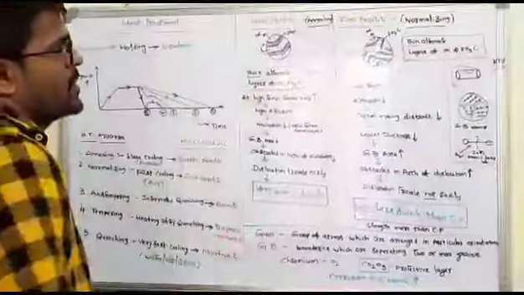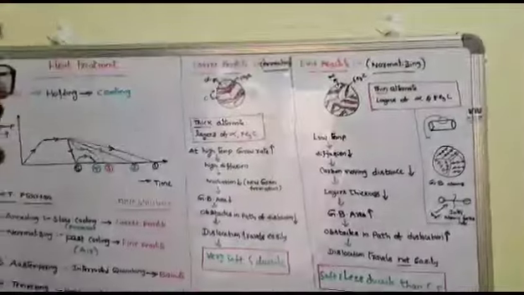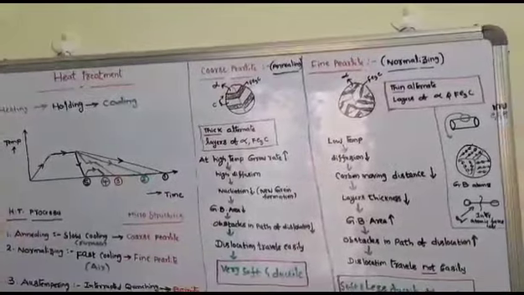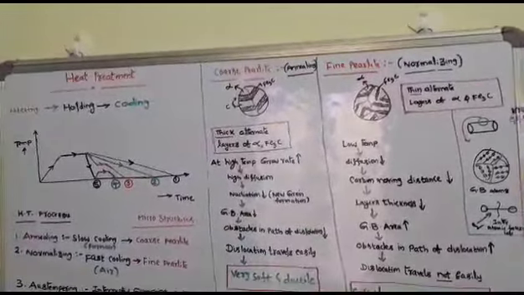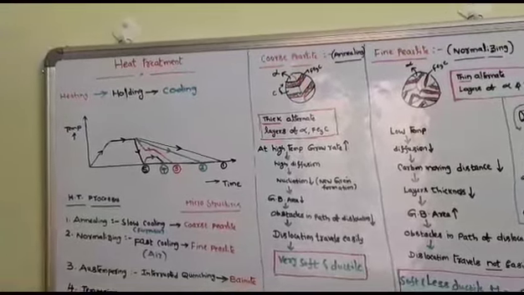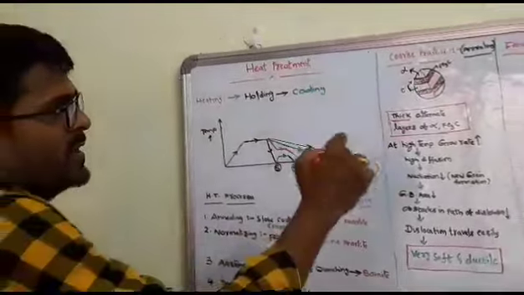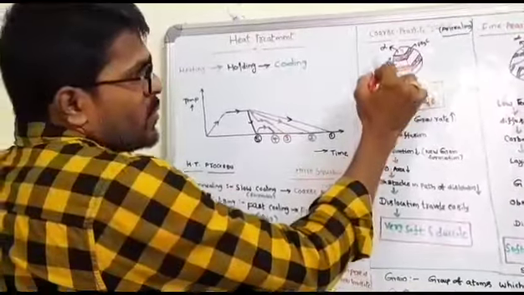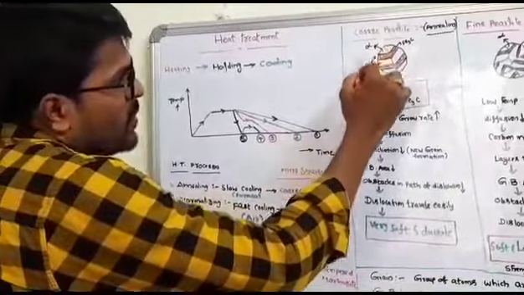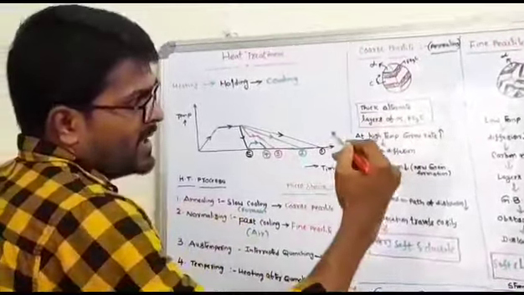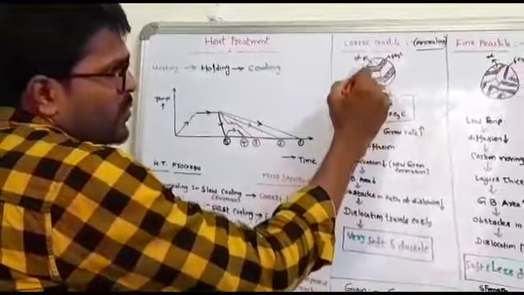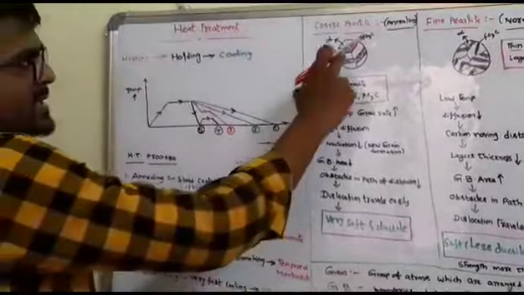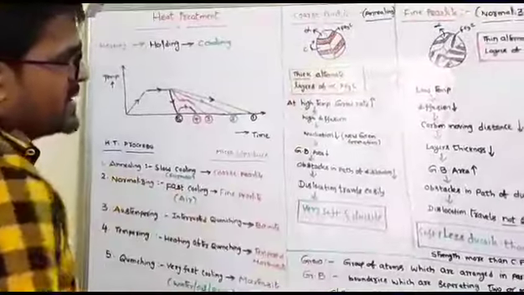The first one is coarse perlite. In coarse perlite, because of the annealing process, annealing means furnace cooling, so the temperature is high. At high temperatures, what will happen? The carbon diffusion rate, meaning carbon moving distance, is very fast because of the high temperature. It is moving and jumping, and it will form thick layers of alpha and Fe3C.